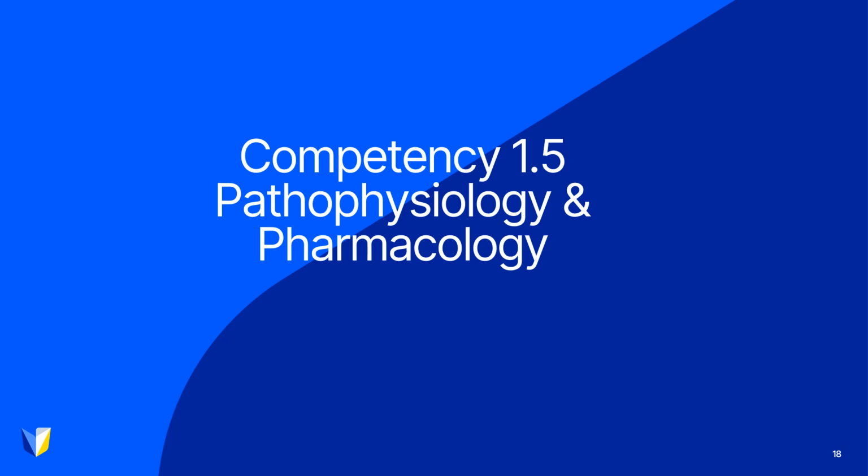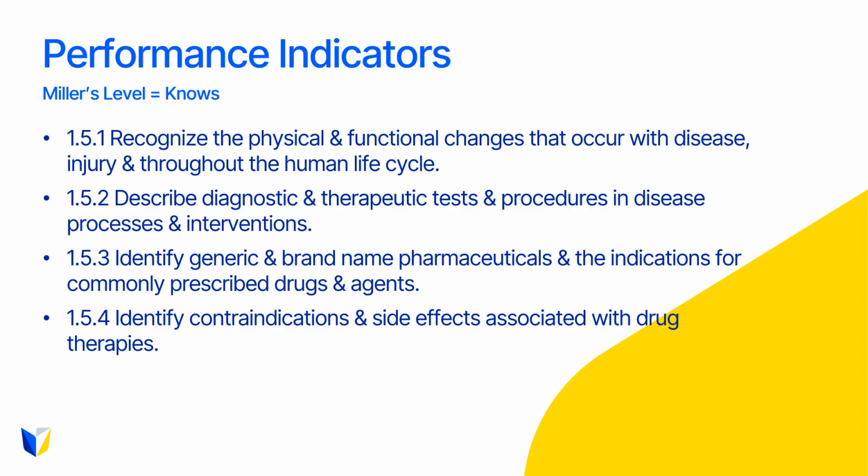Competency 1.5, pathophysiology and pharmacology. For competency 1.5, the Miller's pyramid level is nose. So again, ask yourself as you're assessing the student's mastery of the competency, is the student able to do one or more of the listed performance indicators, right? Those processes, those tasks, that knowledge, skills, and abilities.